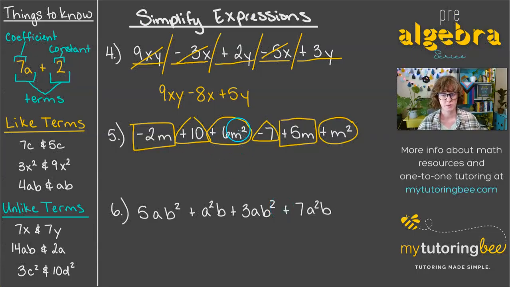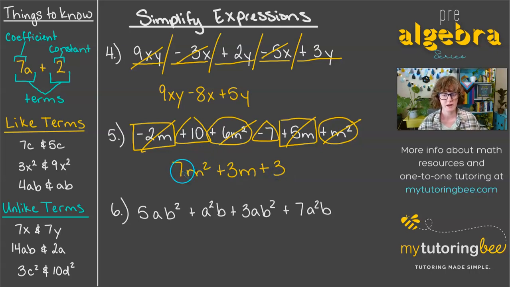Okay, so let's start with those m squared terms. So positive 6m squared plus 1m squared gives me 7m squared, and so I can cross those out. I'm done with those. And now we're going to go down to our m terms. We've got negative 2m and a positive 5m. So negative 2 plus 5 gives me positive 3m. I'm going to cross those out. And then all I have left are my constants. A positive 10 minus 7 gives me a positive 3, so positive 3.